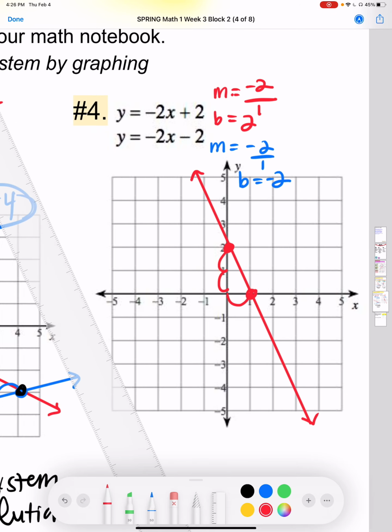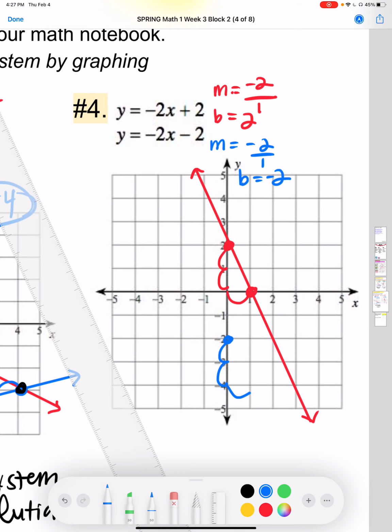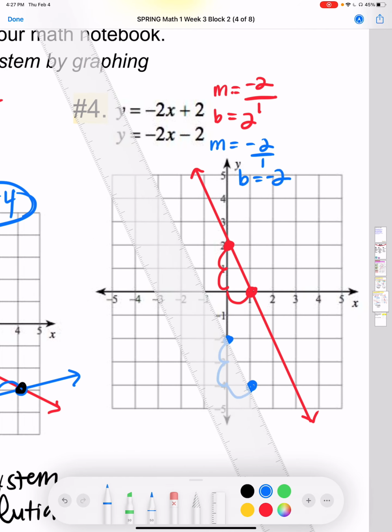Okay, let me do the same thing for the second one. So for my second one, I have a y-intercept at -2. And then my slope tells me to go down 2 to the right 1. So down 2 to the right 1. Again, we're going to use our straight edge to connect that.